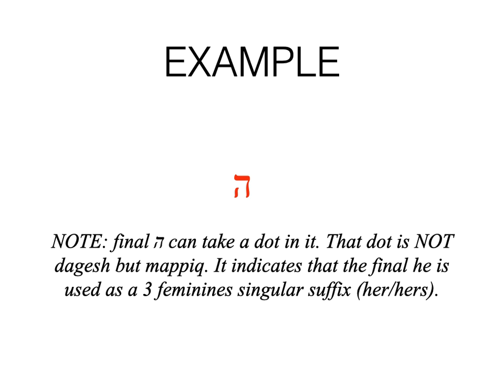Final he sometimes takes a little dot in it. Do not confuse this for a dagesh. That is never a dagesh because he is a guttural, so it cannot double, it cannot take a dagesh. It's called mapik, and the function of a mapik is that it indicates that the final he is used as a third feminine singular suffix. We'll talk about it later. Basically, it means that it's her or hers in translation at the end of a word.